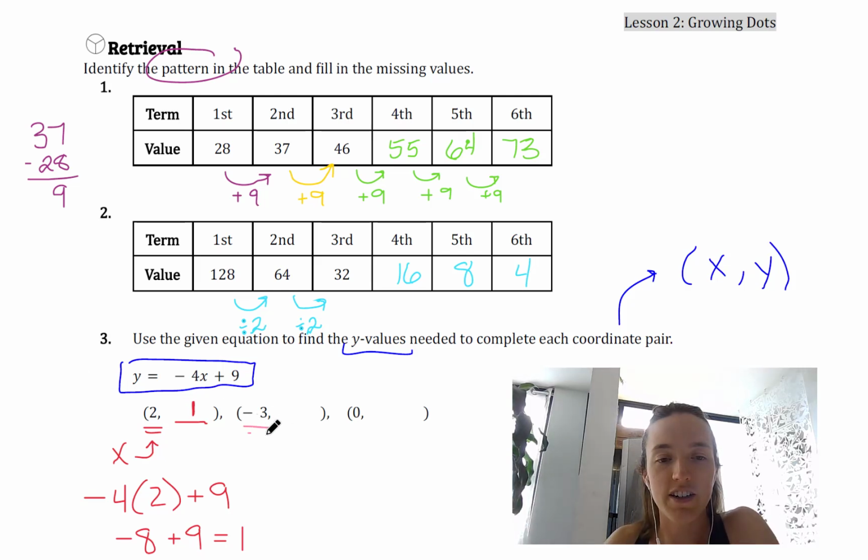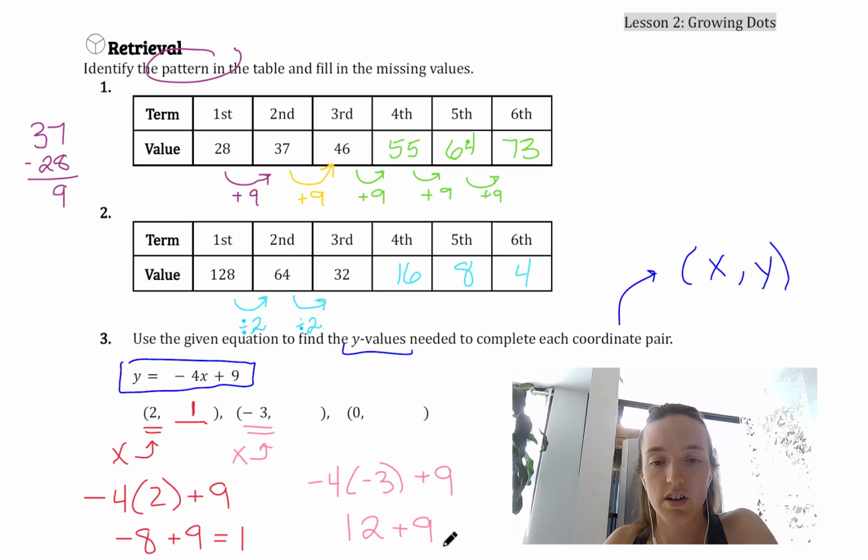Okay, same idea here. Now the x value is negative 3. So I'm going to plug in negative 3. Now remember, a negative times a negative gives you a positive. 12 plus 9, that is 21. Perfect.